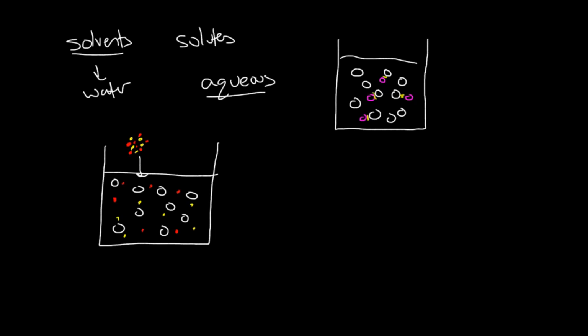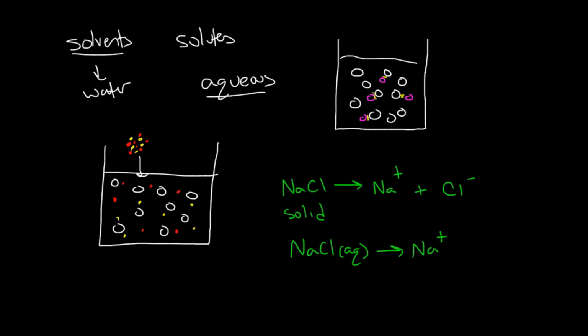So the ionic compound actually breaks apart and we end up with ions separated in solution. We can show this in a chemical reaction as something like sodium chloride, which is a solid ionic compound, reacting to become a sodium cation and a chloride anion. This happens in water. So when we say aqueous sodium chloride, we put (aq) here, it means that the sodium chloride has been dissolved in water, and when that happens, the ions separate into cations and anions.